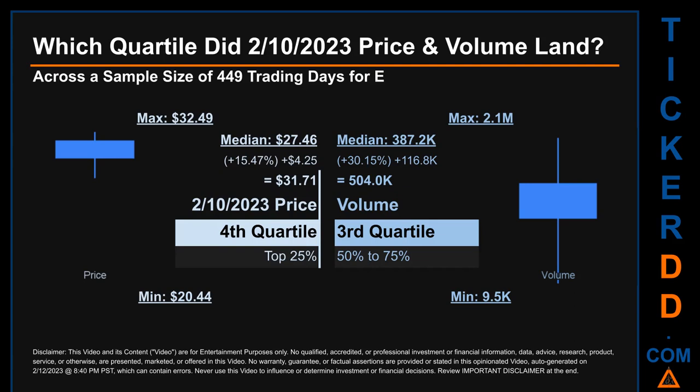Quartiles tell us about the spread of a data set by breaking that data set into quarters, just like how the median breaks the set into half. Descriptively, E has a median price of $27.46, therefore, the 10th of February 2023 price was higher from that middle marker by 15.47%. The day's volume of 504,000 was more than the median by 30.15%.